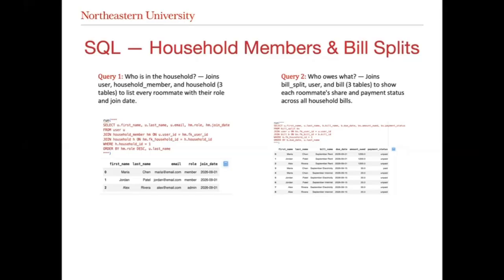And query 2 answers who owes what on which bill. It joins bill split, user, and bill to return all nine bill split records across three bills: September rent, electricity, and internet. You can see Maria is the only one marked paid on her electricity share, while everyone else is still unpaid.